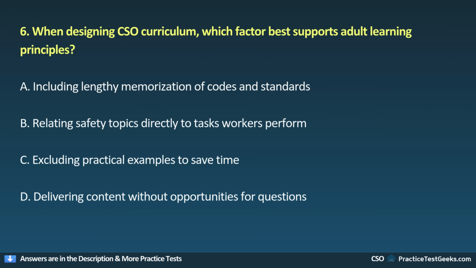6. When designing CSO curriculum, which factor best supports adult learning principles? A. Including lengthy memorization of codes and standards. B. Relating safety topics directly to tasks workers perform. C. Excluding practical examples to save time. D. Delivering content without opportunities for questions.